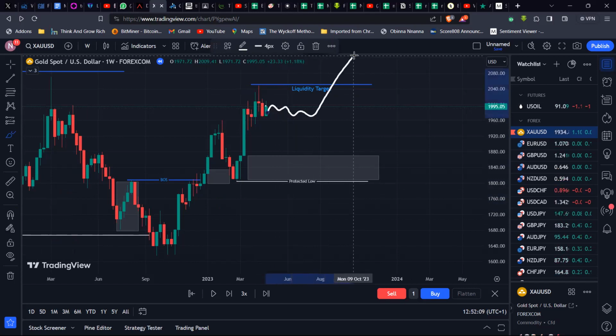So let's say price from here now begins to do something like this. If it breaks the high and pulls back here, would I be interested in buying? If the market does something like this, where it breaks the high and then pulls back, would I be interested in buying this?